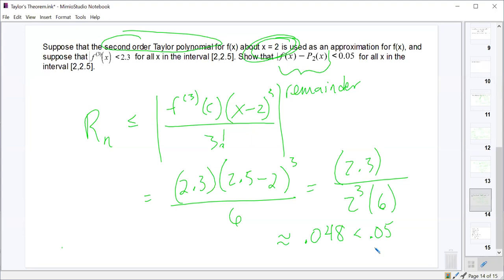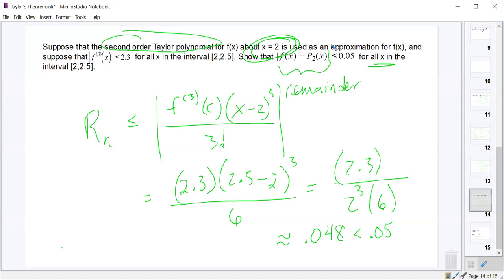Okay, so once more, just to go over it. The remainder is your absolute value of the next derivative, that's the third derivative at c, times x minus a to the n plus 1 over n plus 1 factorial. And so our x value ends up being 2.5, because 2.5 is the value that will make this thing the largest, if I plug in 2.5 for any x in this interval. Like if I put in 2.1, I get 1/10 to the third, which is going to make this a much smaller value. But the largest it could possibly be is 1/2 to the third.